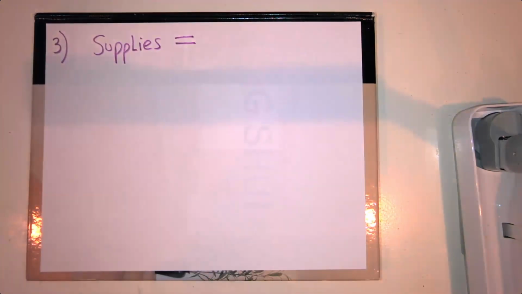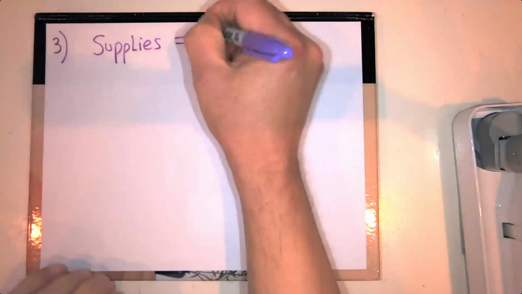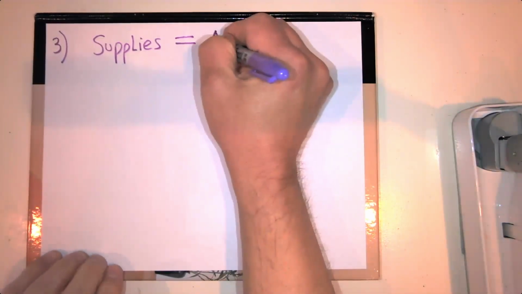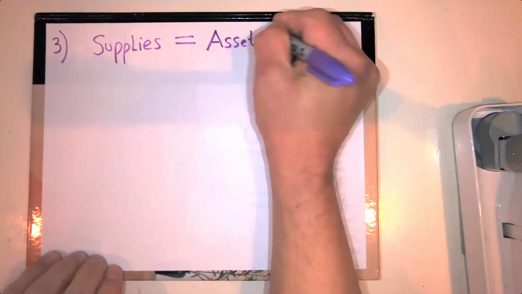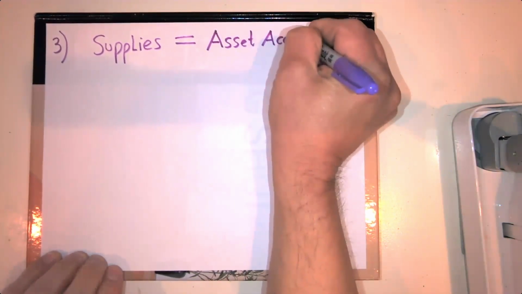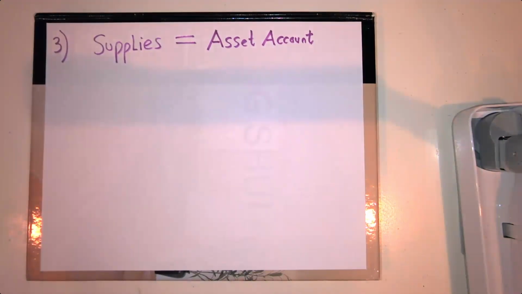Supplies. Matthew, supplies is what type of account? Supplies would be an asset. Good job. Matthew, agreed 100%. Real quick, are you able to tell me specifically what type of asset is supplies? Supplies would be a current asset. Good job. It is an example of a current asset, but here we know it's an asset account.